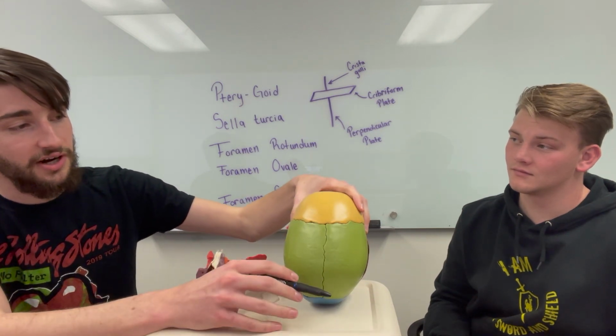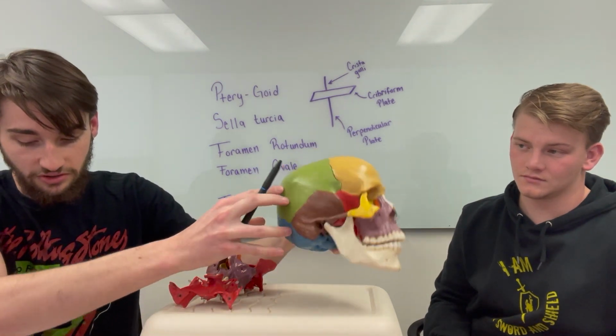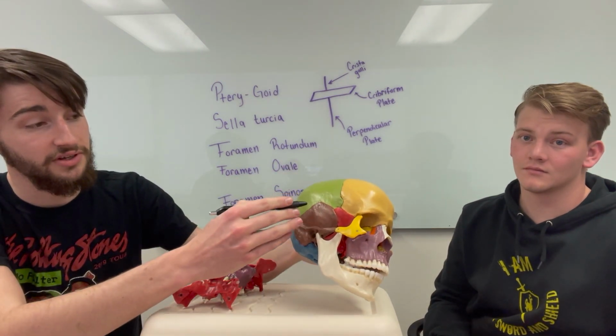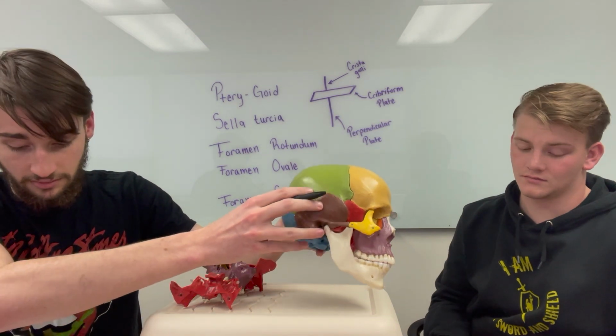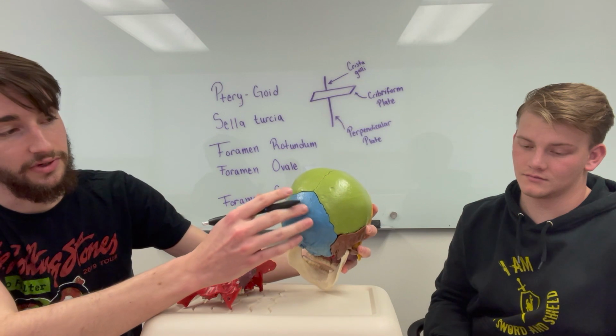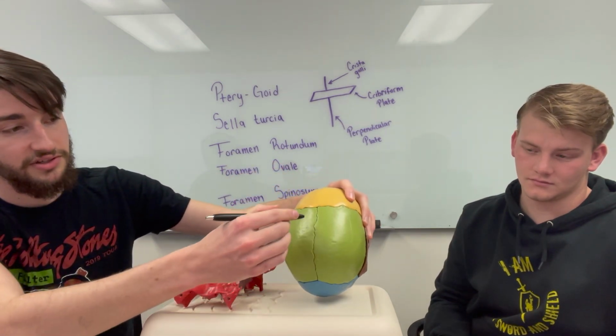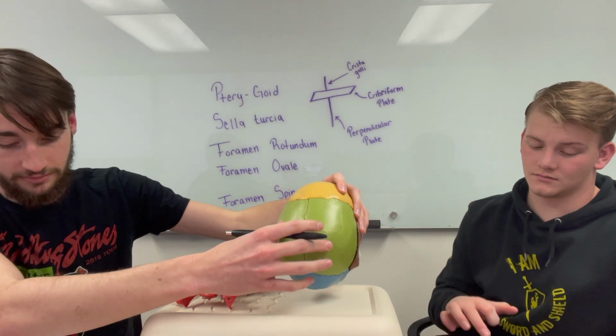The coronal suture has to do with the frontal and parietal bones. The squamous suture has to do with the parietal bones and temporal bones. And the lambdoid has to do with the parietal and the occipital bones. The sagittal splits the two parietal bones.